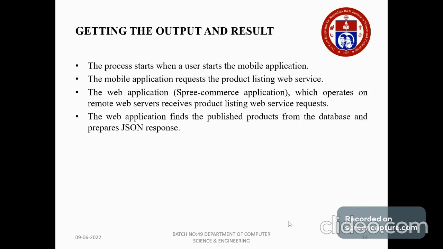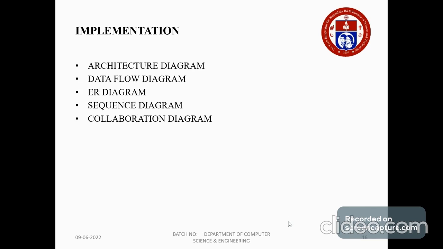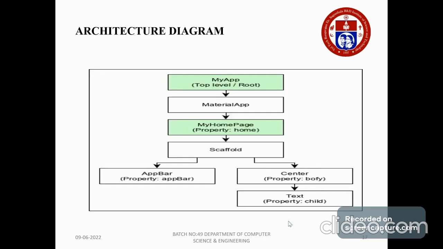And here we get the output and result. That means we are showing the output, where we can see in the implementation the results which we get by using the app. These are the standards and policies which we have used in this project. And now we can see the implementation diagrams, such as the architecture diagram, data flow diagram, ER diagram, and so on.